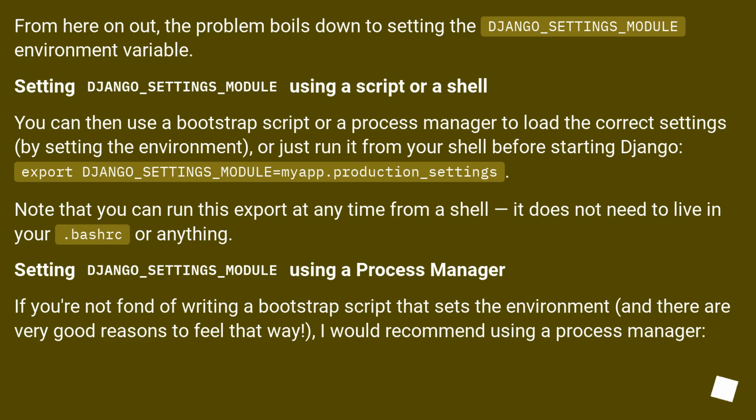Export DJANGO_SETTINGS_MODULE equals myapp.production_settings. Note that you can run this export at any time from a shell. It does not need to live in your .bash or anything.